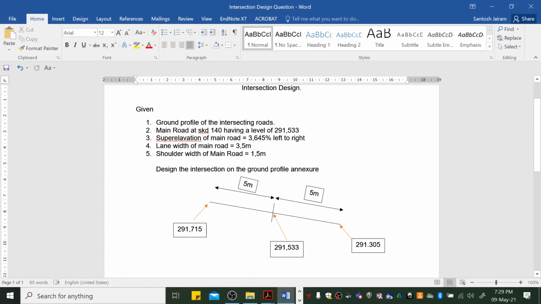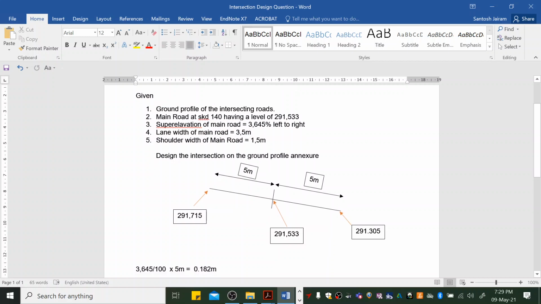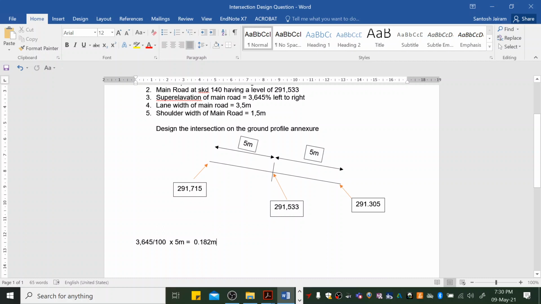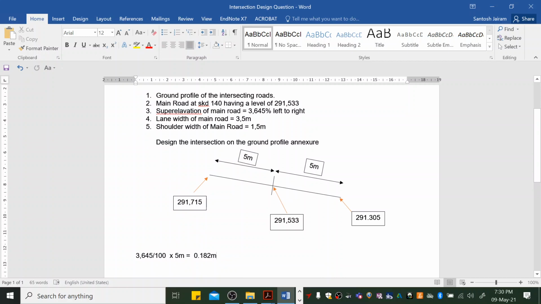You need to design the intersection of this road, or you need to design how this crossfall of this road ties into the two intersecting roads. Okay, the first thing you need to do is basically calculate your edge levels, because the centerline level of the main road is given there. Your lane width is 3.5 meters and your shoulder width is 1.5 meters. You add the two together, you get 5 meters on each side of the center line. So to calculate this level and to calculate that level, it's left to right, so it's slanting left to right. You take your 3.645 divided by 100 times the 5 meters. It's going to give you 0.182 meters.